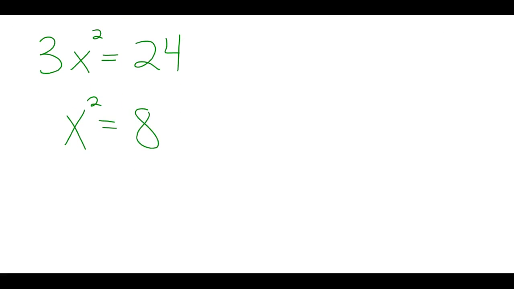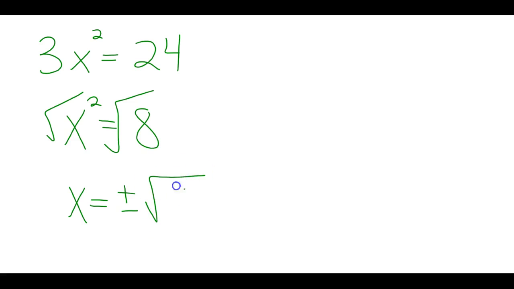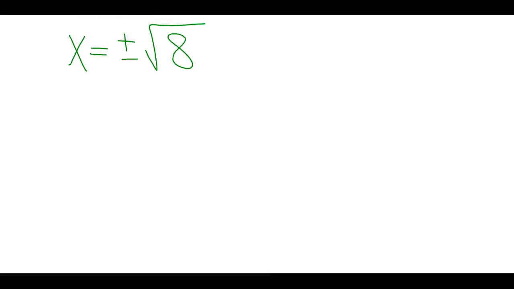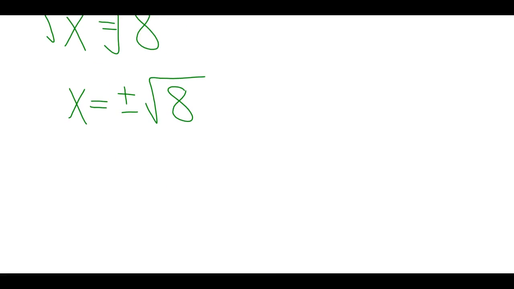How do you undo x squared? Square root. x equals, now immediately put plus or minus before you forget. There's always going to be 2 answers when you square root something. Now the square root of 8 is not simplified. Now we've done this year. In fact, we spent like 2 weeks on it. Do you remember how to simplify a square root?